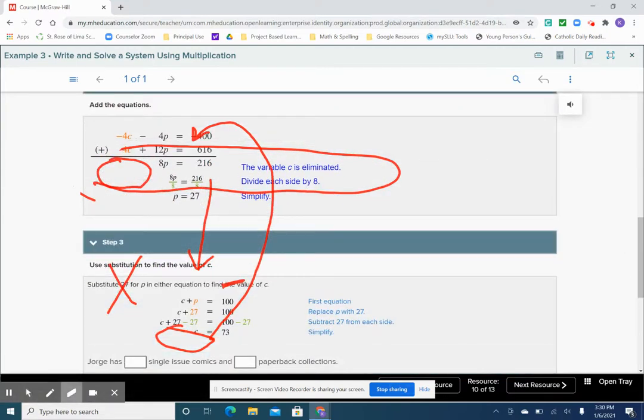So let's get rid of some of these X's so that you can see how they did this. Notice that they substituted 27 in for the P. They subtracted 27 from both sides. Of course, you can do some of this in your head. So you know that the hard copies of your comic books, or the X variable, was 73 copies. 73 plus 27 is in fact 100. That's how you use this in real world solutions.